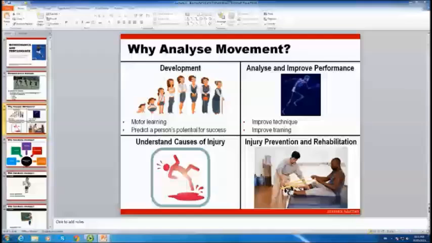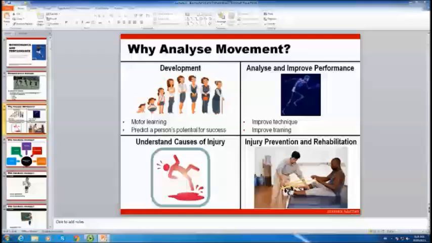Understanding injury, we're spending a whole week on injury next week. Understanding how a certain training method or a certain technique can lead to an injury. And an injury can be anything from a bad training session, a week off training, to just destruction of a career. If you make one mistake, or if you built up a mistake over time and didn't see it coming, this might help you out in that area.